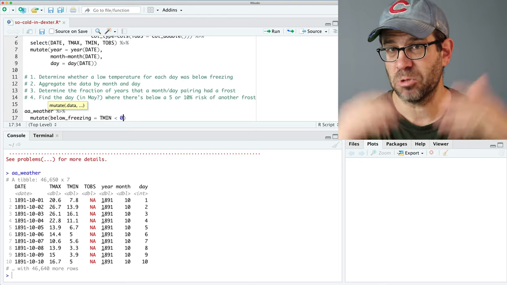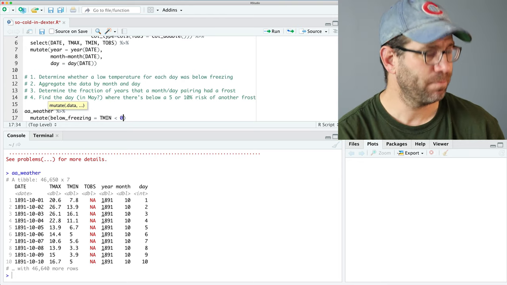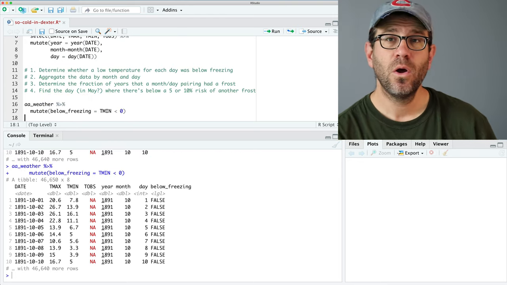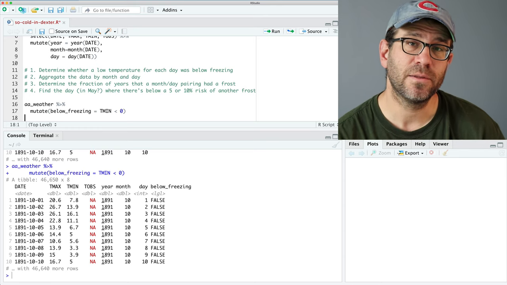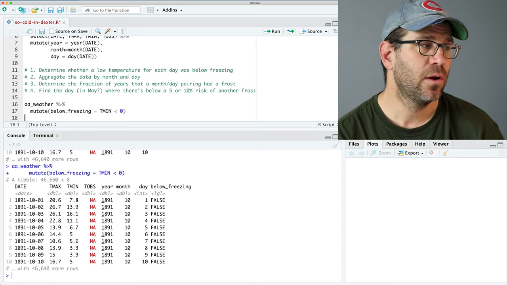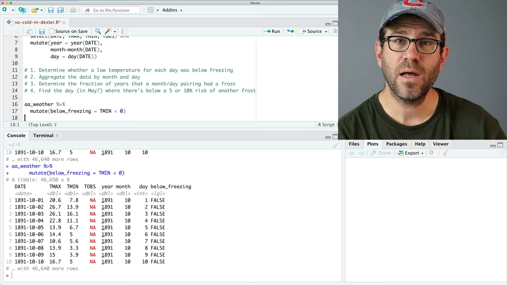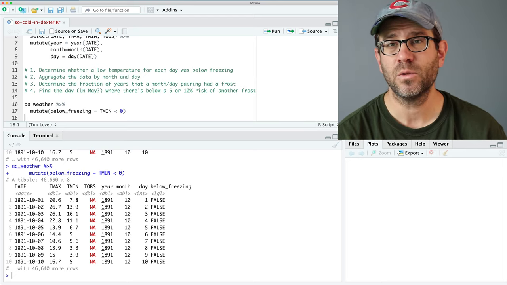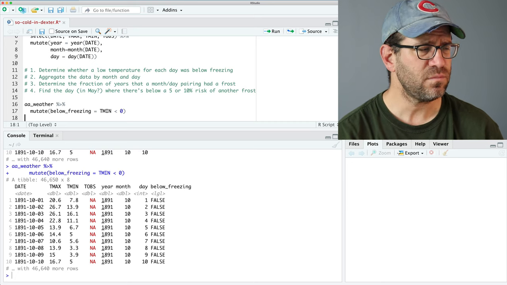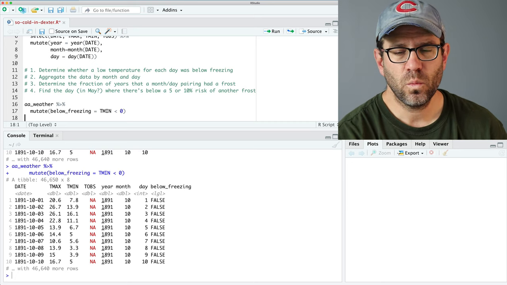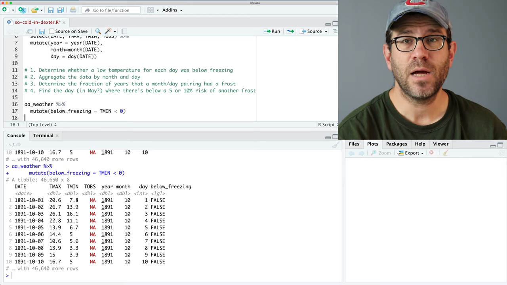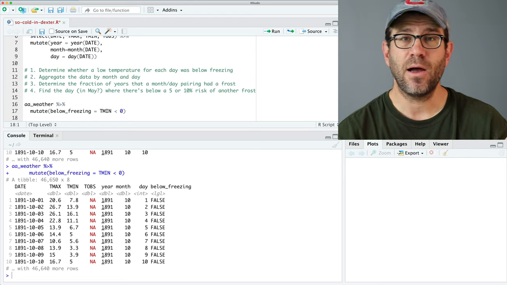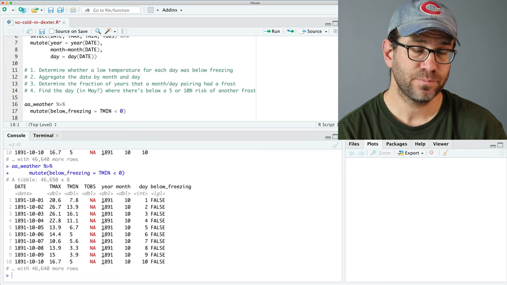And so it would be NA because we don't know what it was. Okay, so if we run these two lines of code, we now see that we get an extra column at the right-hand side of this data frame called below_freezing, and under that, in the angled brackets, we see LGL, which is short for logical.